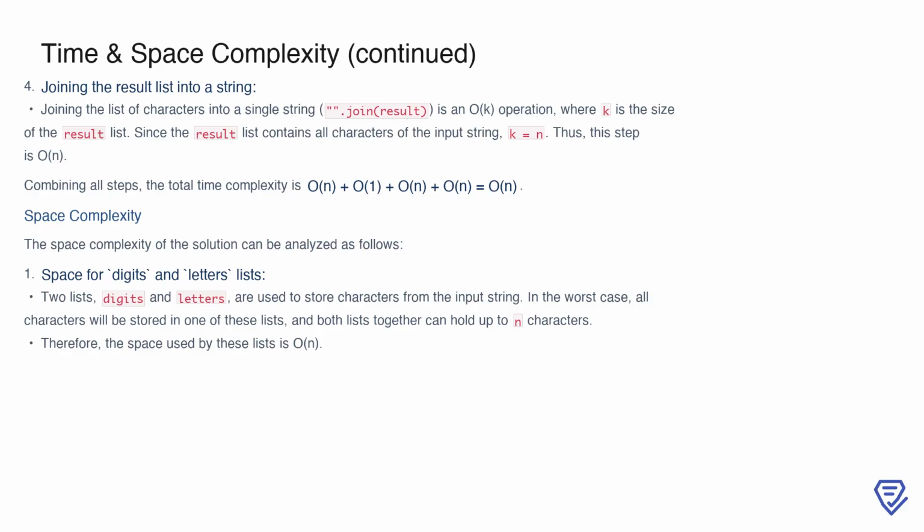Now, for space complexity, we start by considering the space used by the digits and letters lists. These lists store characters from the input string, and in the worst case, one list could hold all n characters while the other is empty. Together, they use O(n) space.